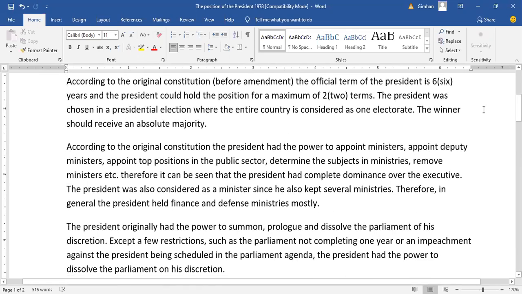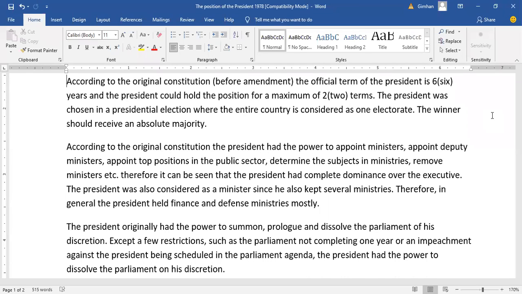According to the original constitution, before amendments, the official term of the president is 6 years. And the president could hold the position for a maximum of 2 terms. The president was chosen in a presidential election where the entire country is considered as one electorate. The winner should receive an absolute majority. Okay, so we'll leave the election system aside because that's a separate lesson.